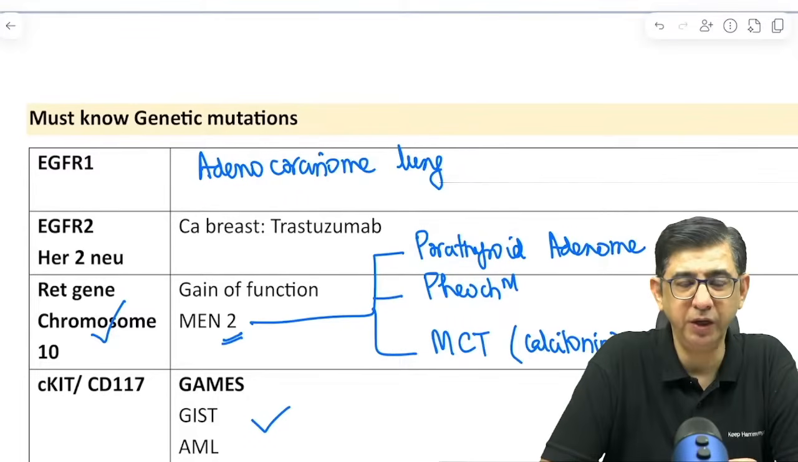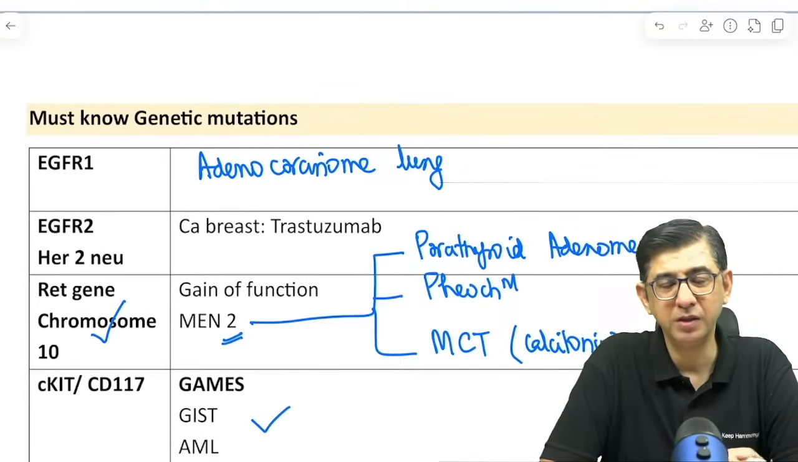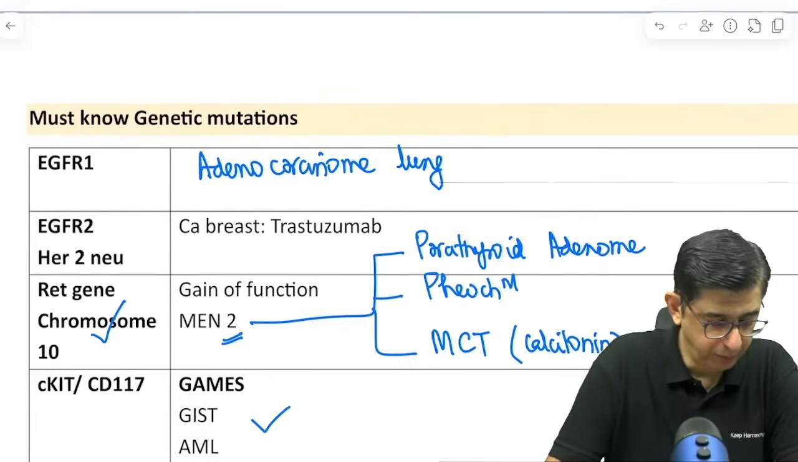They usually mix up the data for MEN1 versus that of MEN3. And in NEET PG, they had asked what is not a component seen with MEN3, and that would be a parathyroid adenoma.